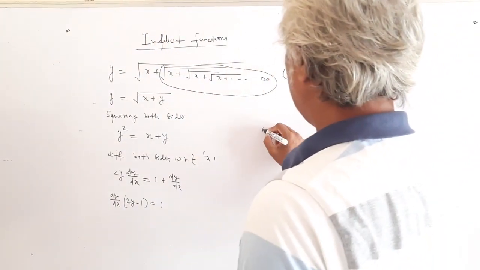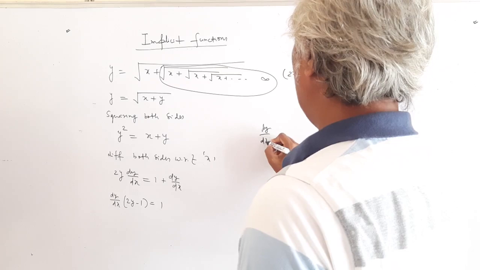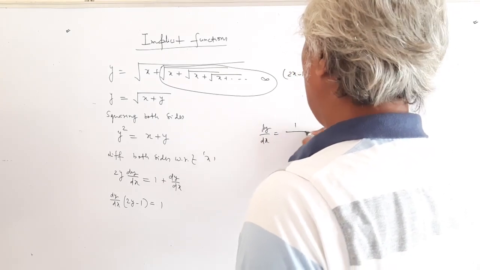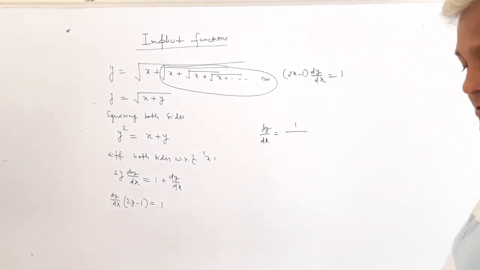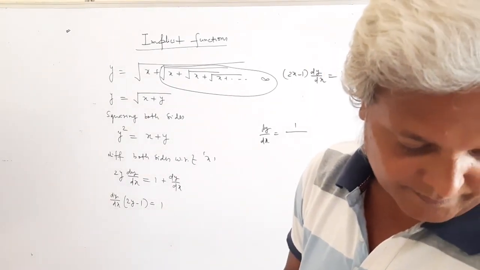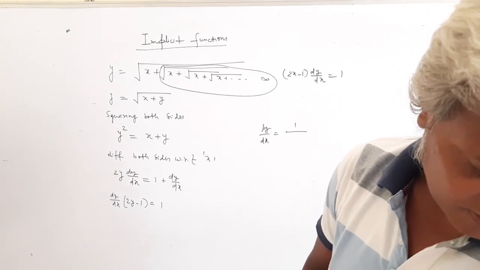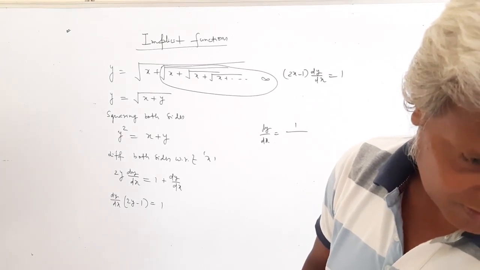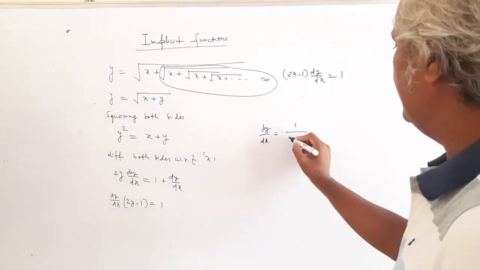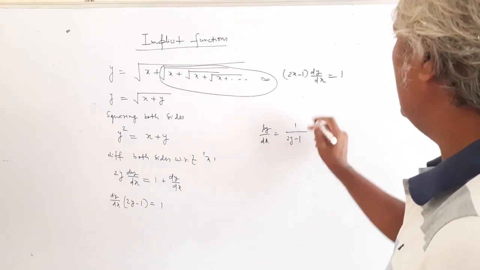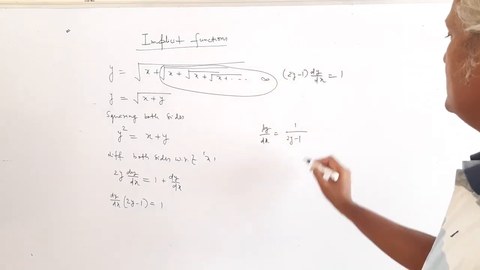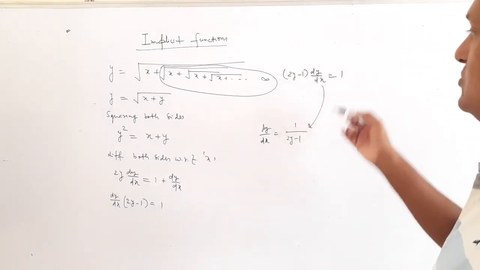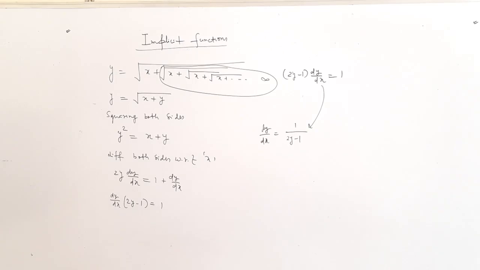Then dy over dx is 1 over, this is so we are getting 2y minus 1, and this is also y, it's not x, it was a mistake there. So now if you cross multiply, you will find these two terms are same. Now I need to take one more example, so let me clear my screen.